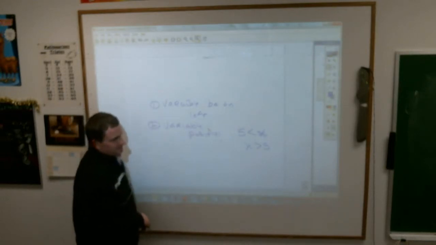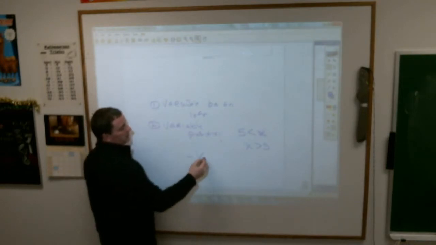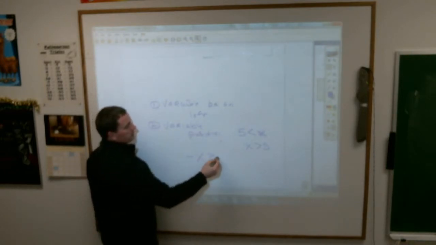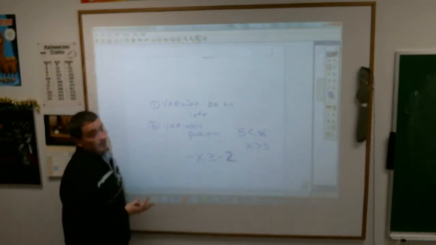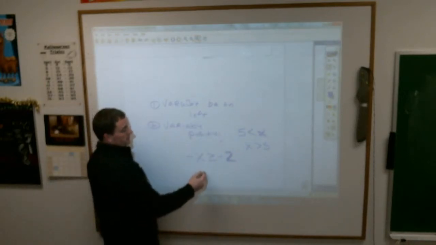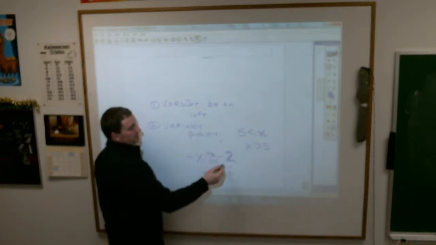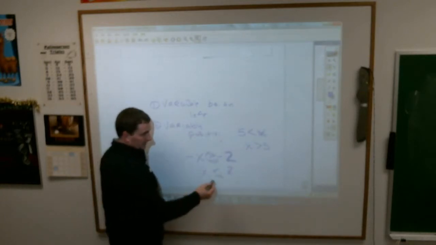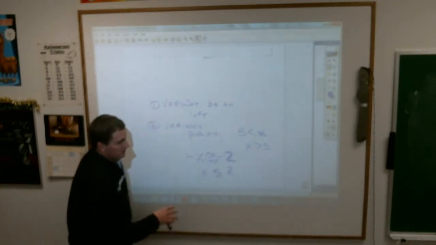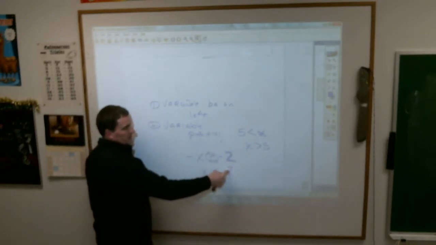And the fix of that is very easy. If you have negative x is greater than or equal to negative 2, how do I fix that? Well, you're allowed to change this to positive as long as you change this to its opposite, as long as you change this to its opposite. Everything needs to be changed to its opposite when you do that. The variable goes to its opposite, the sign has to go opposite, and the answer has to go opposite.